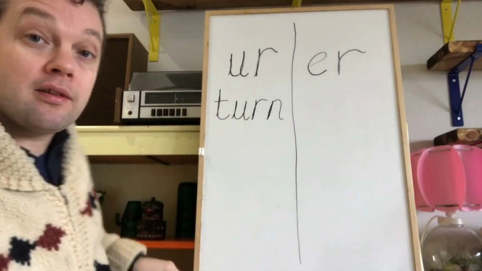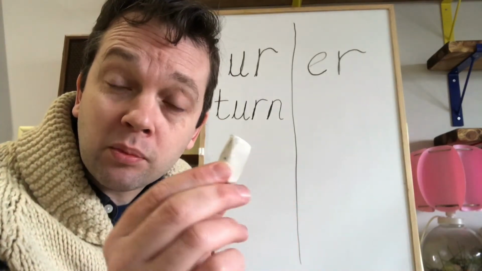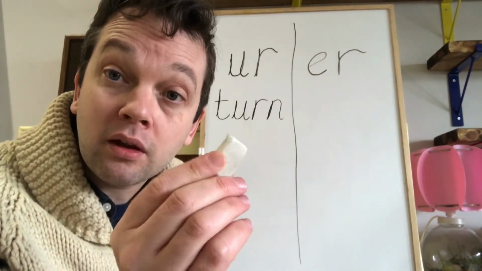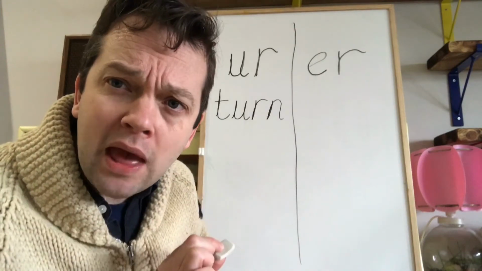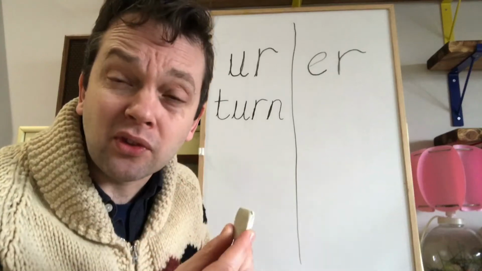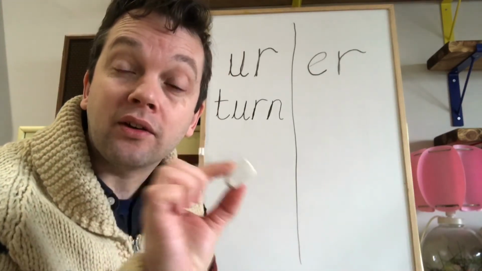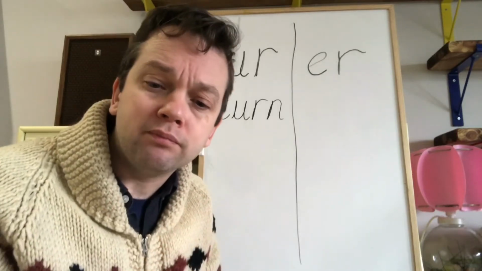Which one is it? Okay. Have you ever used one of these? Sometimes when you're writing with a pencil and you make a mistake, you can rub it out using a rubber. I don't like using them because actually I like making mistakes every now and again, and I don't need to rub them out. I just cross it out.